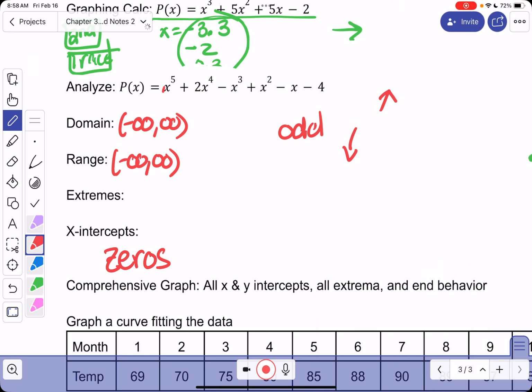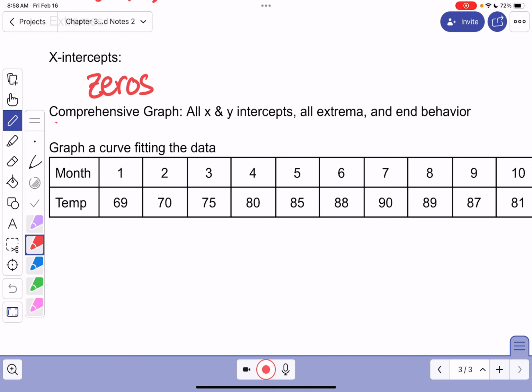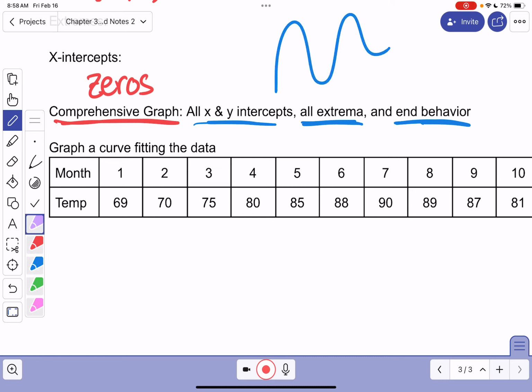Now, the last thing is a comprehensive graph shows all x and y intercepts, all max and mins, and the ends. So you want to be zoomed in enough that you can see every bump, every intercept, and what it's doing at the end. If the graph goes like this, but you're only zoomed into this part, you're not seeing everything. So if it says comprehensive, it just wants all of that.